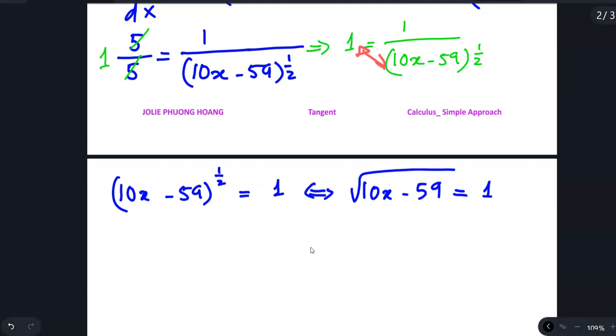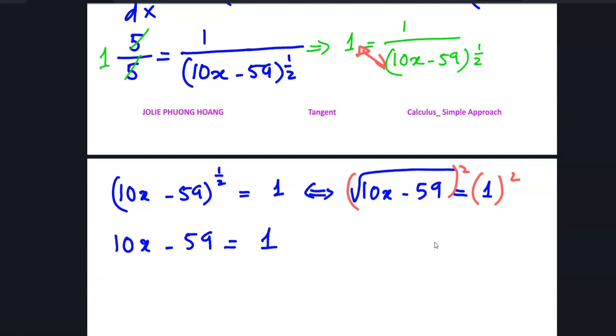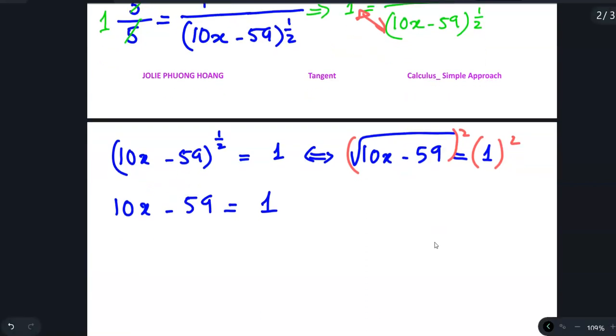So what I do is I square both sides. If I square a square root, I will get rid of the square root. So it will be 10x minus 59 equal to 1.